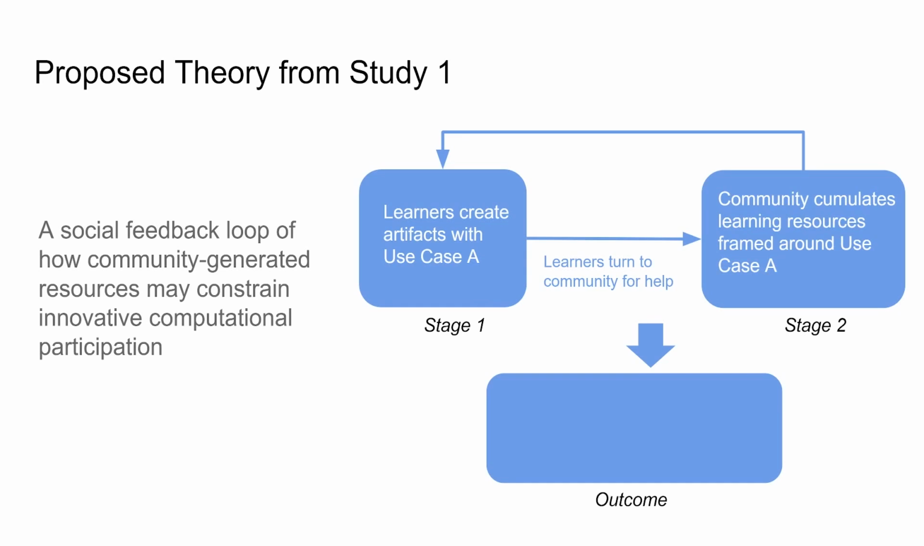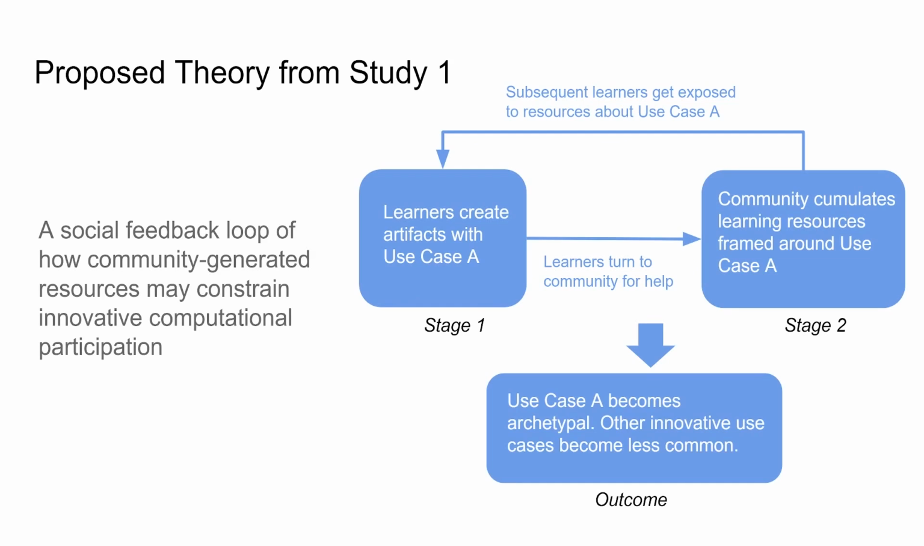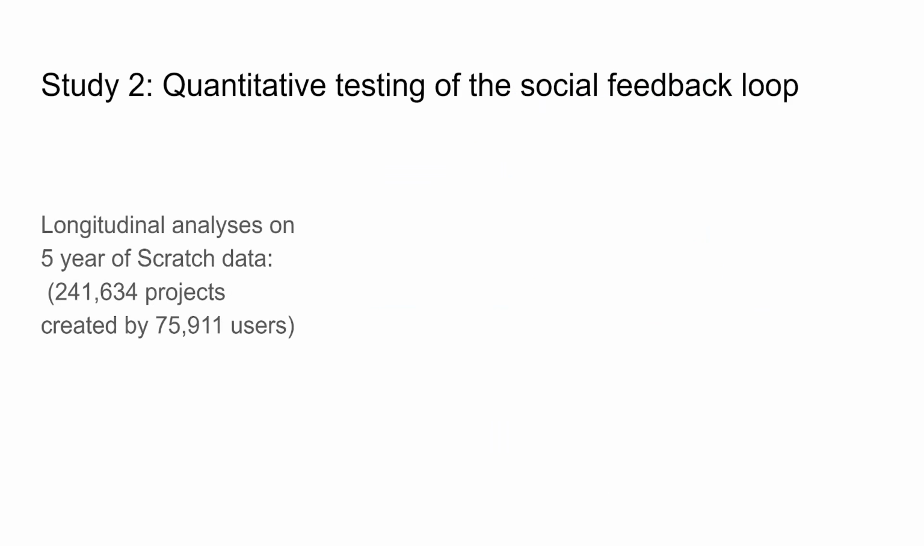Stage 2 shows the result of this process. As learners receive support, they produce new artifacts with use case A that can serve as learning resources for others. Then, users in the future can use these learning resources and become even more likely to create the same use case. The output of the feedback loop is that as certain use cases become popular, the community's learning resources are increasingly focused on the same use cases.